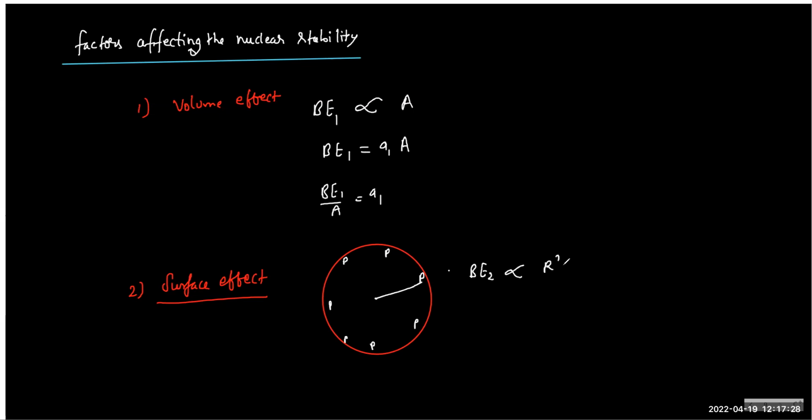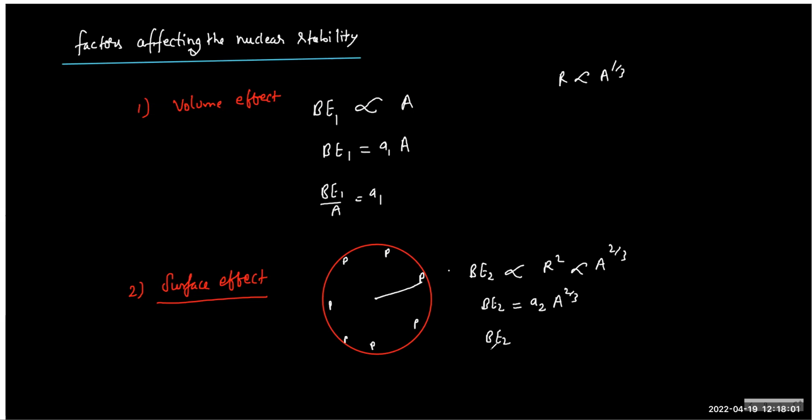So in a way, you can say that the binding energy due to the surface will be proportional to R square, right? And we know that R is proportional to A power 1 by 3, so this we can write as A power 2 by 3. And this will actually create a different effect. So the binding energy will decrease due to the surface effect, which we'll write later on. So B2 will be some constant times A power 2 by 3.